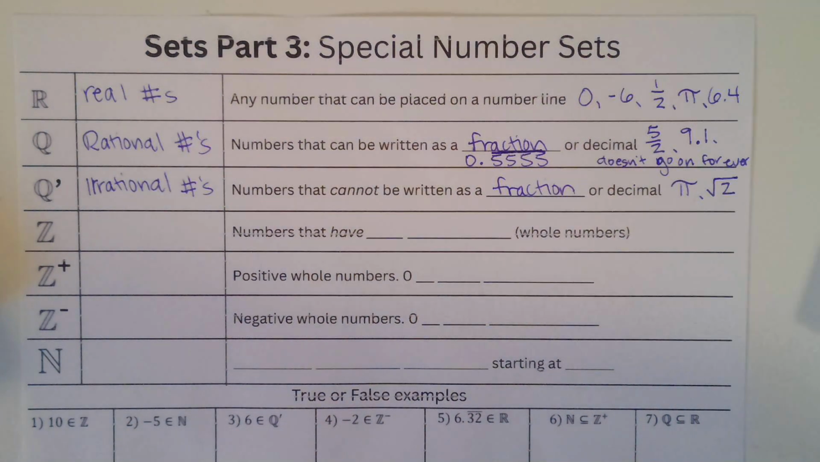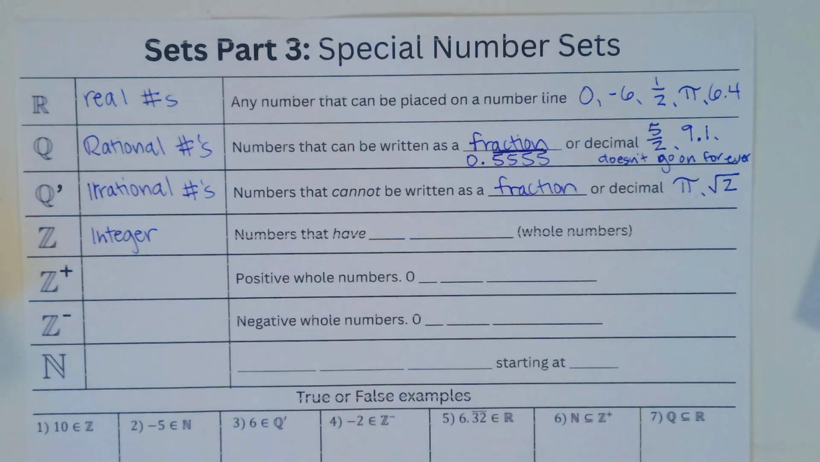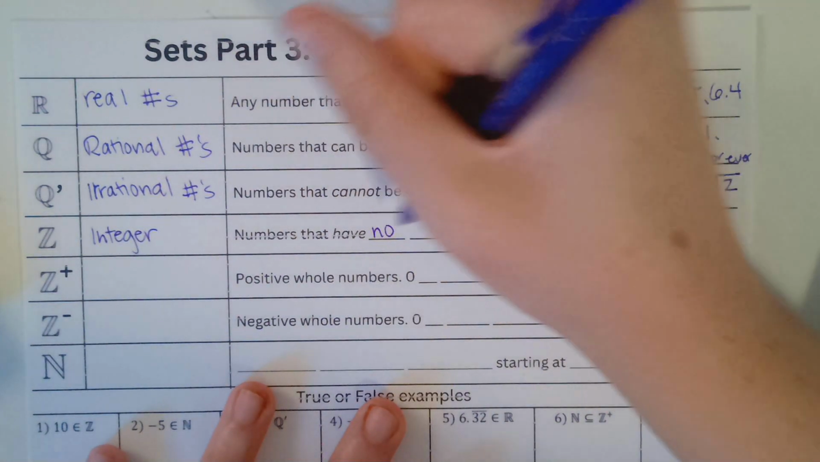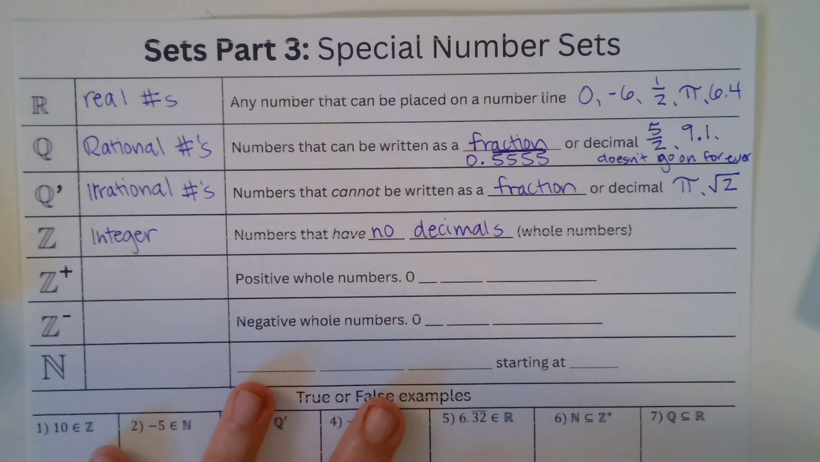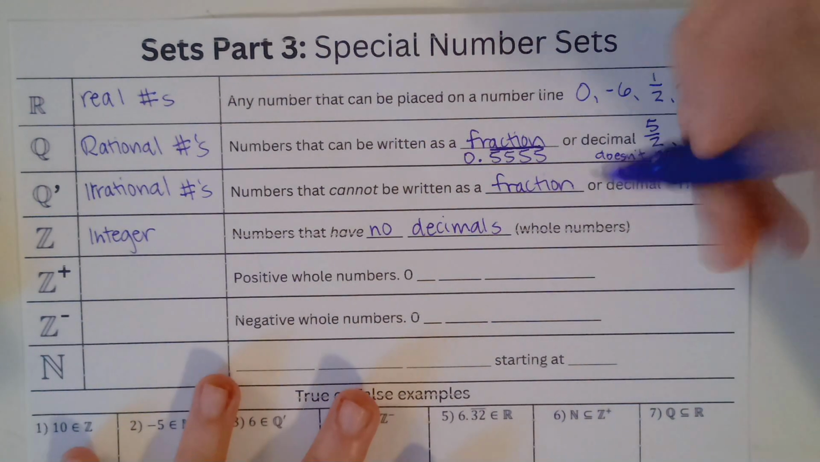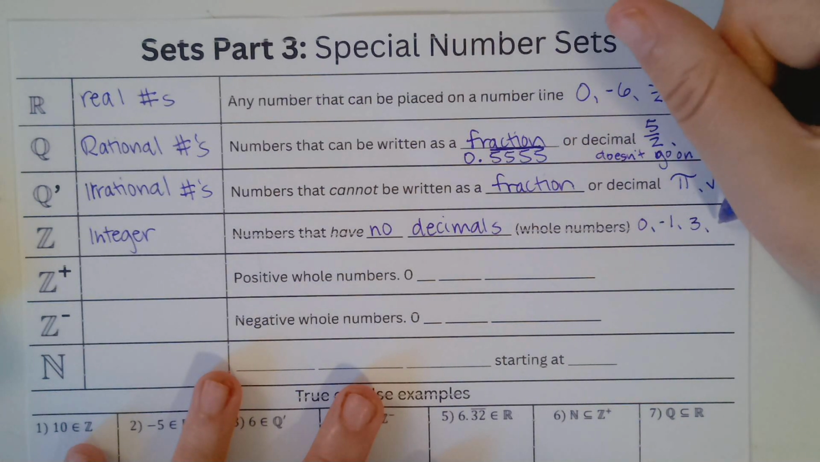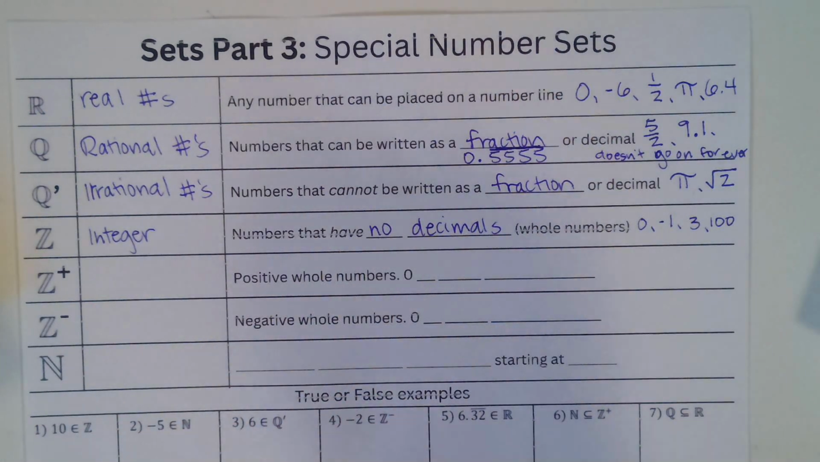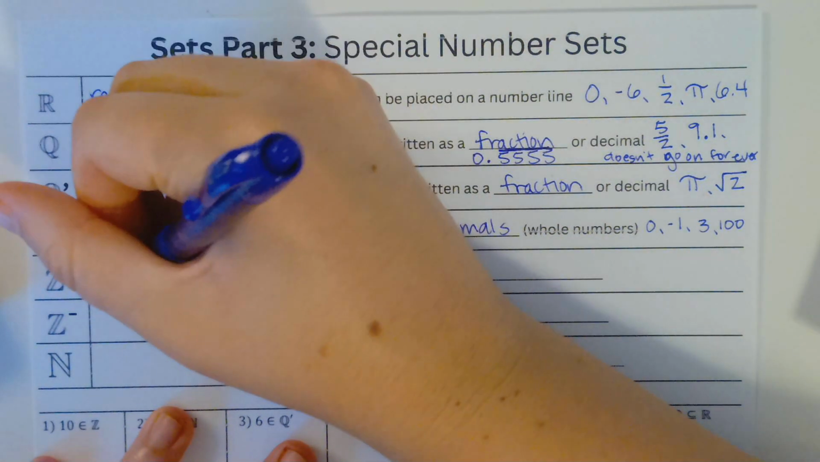The next one is Z, which stands for an integer. An integer is a number that has no decimals. This is what I would call a whole number. So no decimals, or a whole number. So this would be like your 0, your -1, the 3, 100, something like that. As long as it doesn't have a 0.5 or a point something something, as long as it doesn't have that decimal, it's an integer. Within the integer family, we have positive integers.